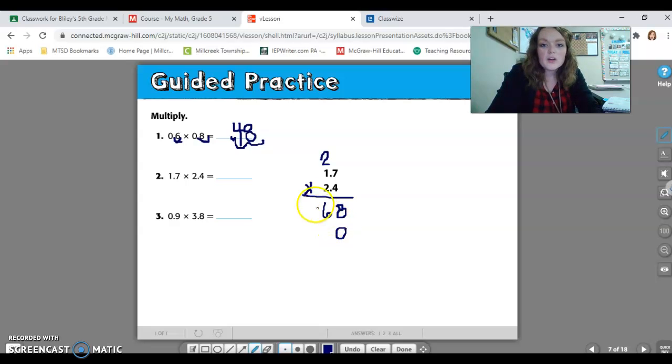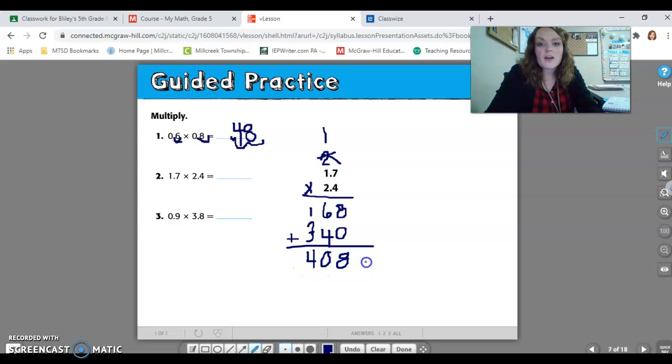Now I can multiply. 2 times 7 is 14. Put my 4, carry my 1. 2 times 1 is 2, plus 1 more is 3. I'm going to add my numbers together, and then I will do my decimals. 8 plus 0 is 8. 4 plus 6 is 10. Put my 0 below, carry my 1. 1 plus 3 is 4.